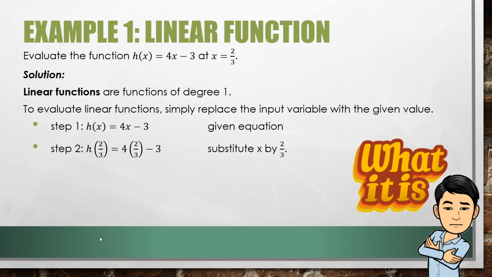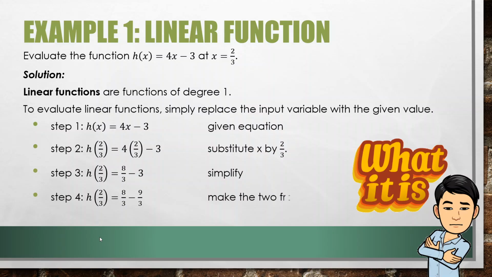And then, sunod, we are going to simplify. So, yung 4 times 2 over 3, i-multiply lang natin. Direct multiplication lang. So, yung 4 is understood over 1. And then, mangyayari dyan is h of 2 over 3 is equals to 8 over 3 minus 3. Next. So, we are going to make the fraction similar.